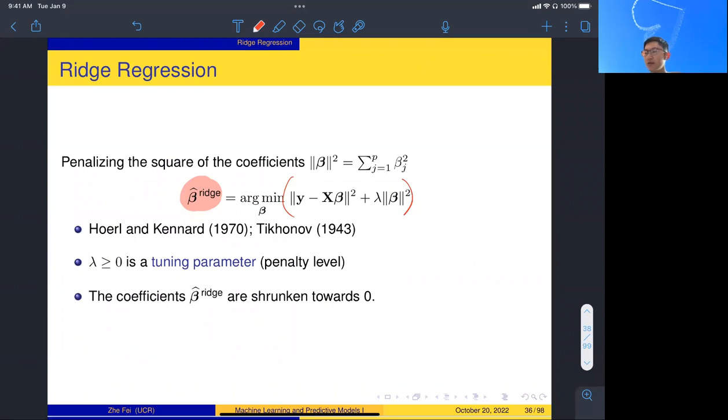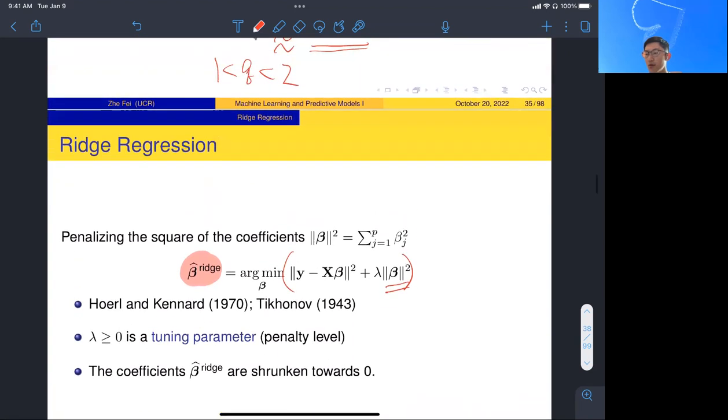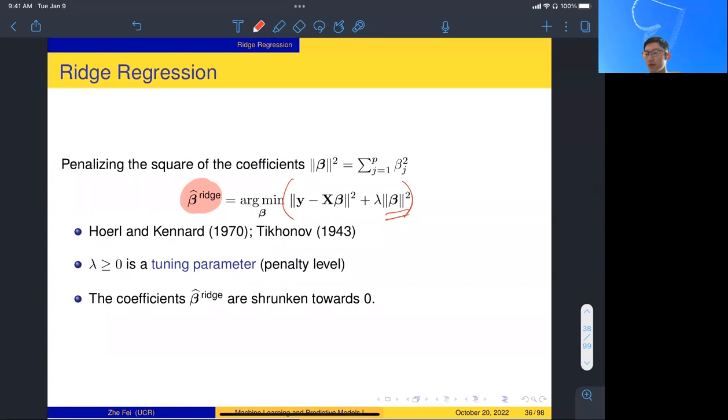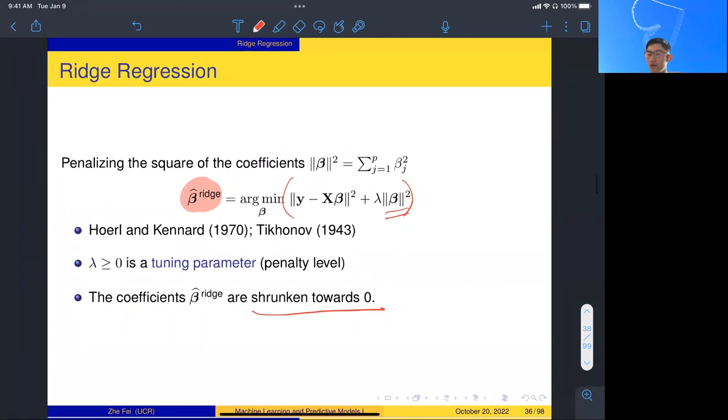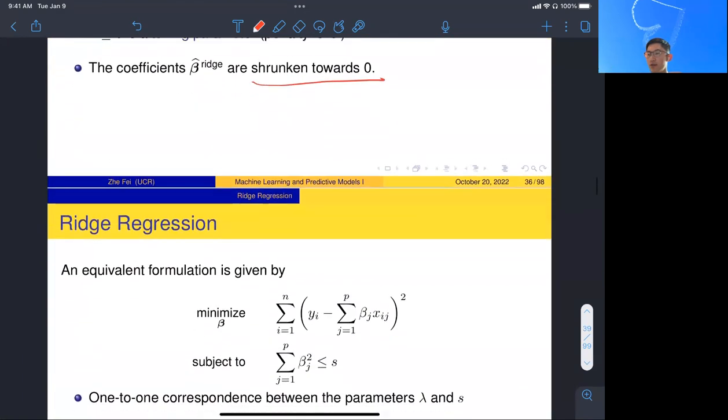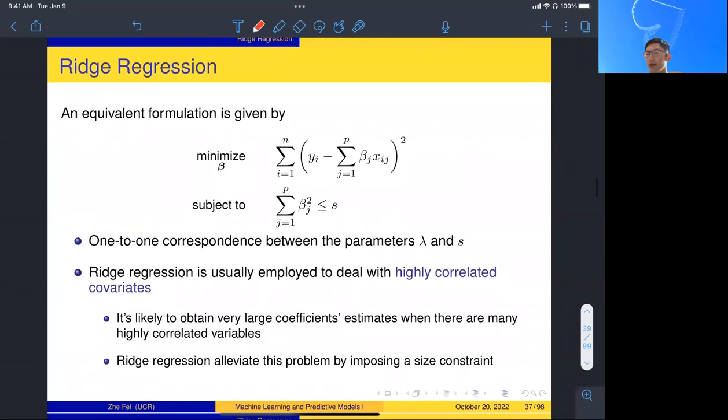So first is the loss term, and then it's a penalty term with the L2 norm of beta. It really goes back to even 1943 when people first had this L2 penalized idea, and once again, lambda is called the tuning parameter. So why do we call this a shrinkage method? As we will see later, this is because the beta hat values are shrunk towards 0. So essentially you have smaller beta hat values in absolute value.